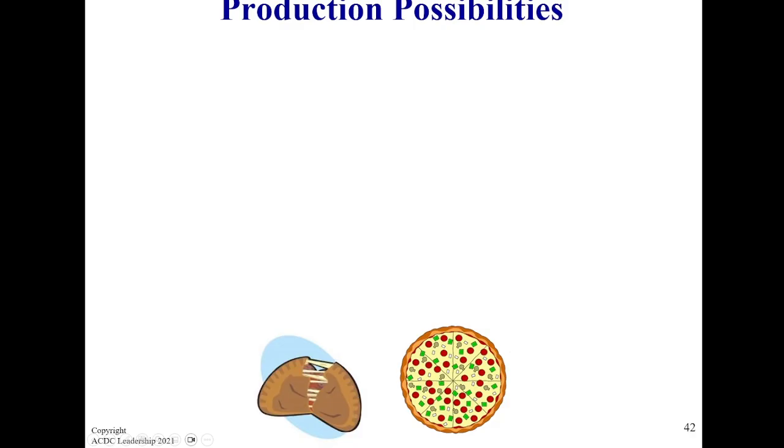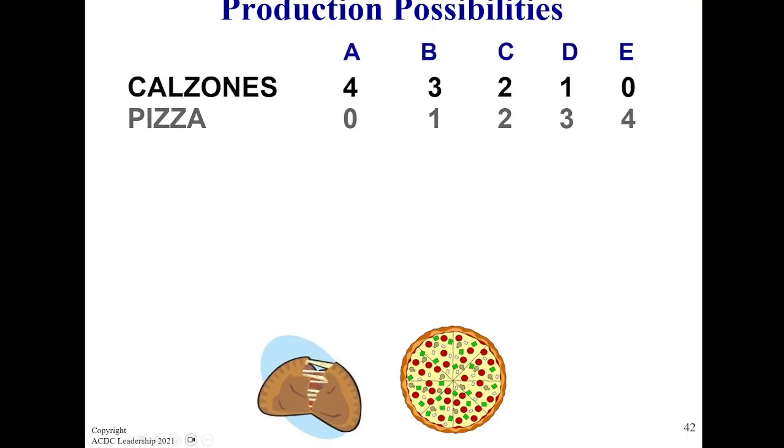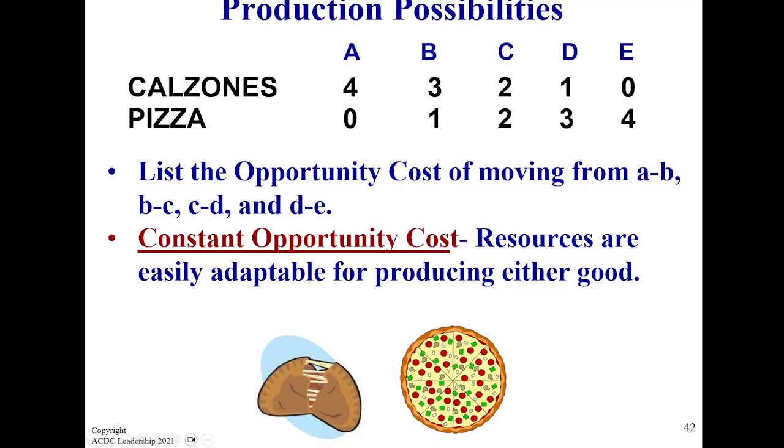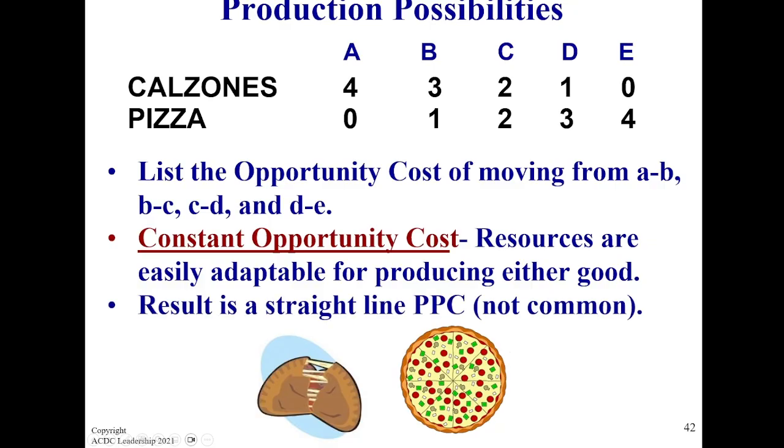So now, let's think about 2 resources. Let's think about a PPC that won't be curved, like I mentioned earlier, calzones and pizzas. If you think about it, this will just be a linear line, because the opportunity cost from moving anywhere is always 1 calzone. So this is what we call constant opportunity cost. Resources are easily adaptable for producing either good. The result is a straight-line PPC, which is of course not common. The reason we call it the production possibilities curve is that it's a curve. There we'll see what's efficient and what's not.